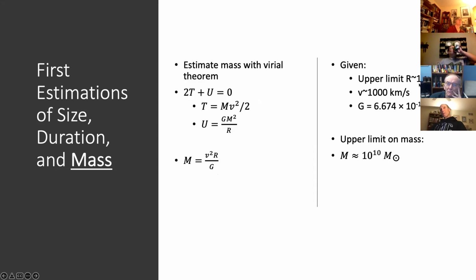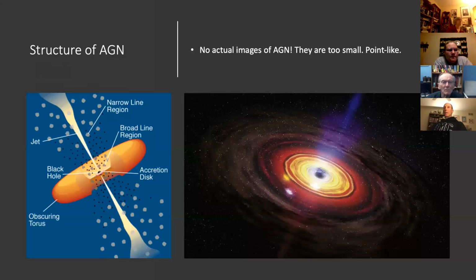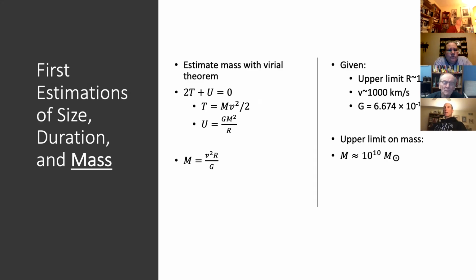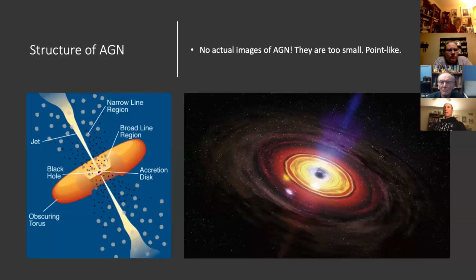So if we take the upper limit we had before, 100 parsecs, we take the average velocity, which we got from Doppler broadening effect, and our gravitational constant, we can say that the upper limit of the mass is about 10 to the 10 solar masses. Okay, so very massive objects, clearly.